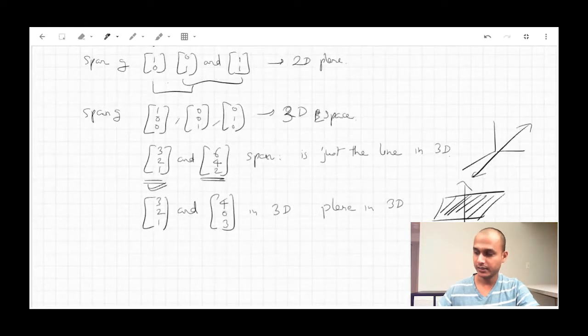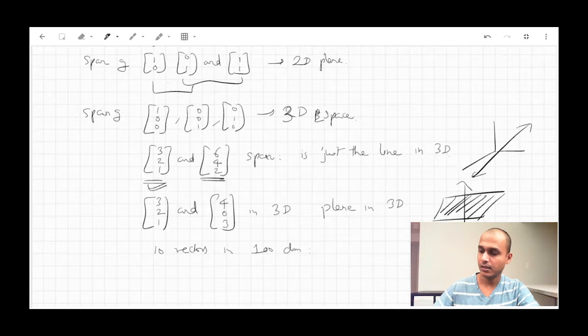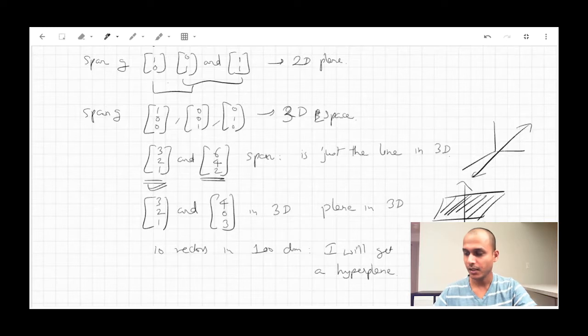and a generalization of this, in the sense that if I have let's say 10 vectors in 100 dimensions, I will get a hyperplane. Okay, it's just a generalization into higher dimensions of this notion. And the reason why I brought up hyperplane is because it's related to, for example, what are called support vector machines.